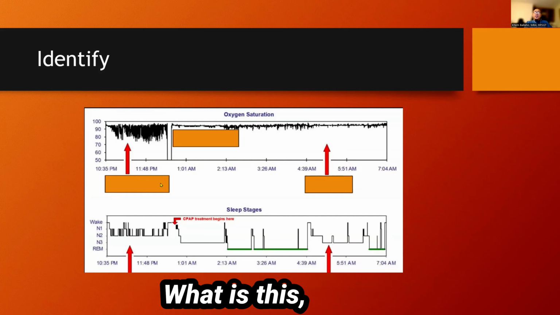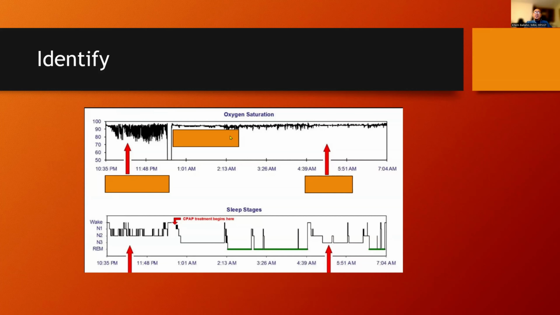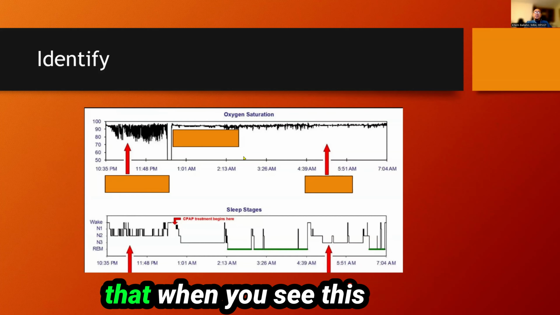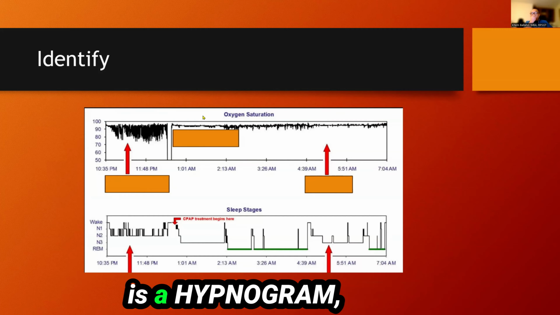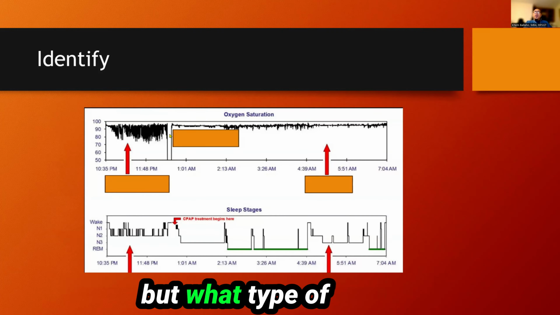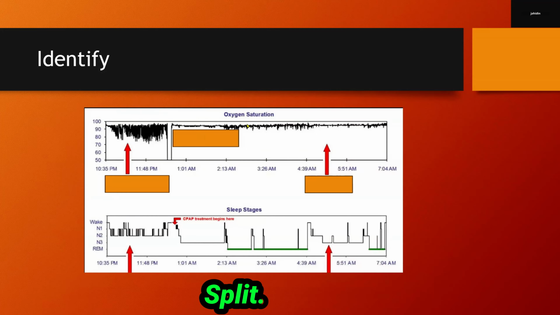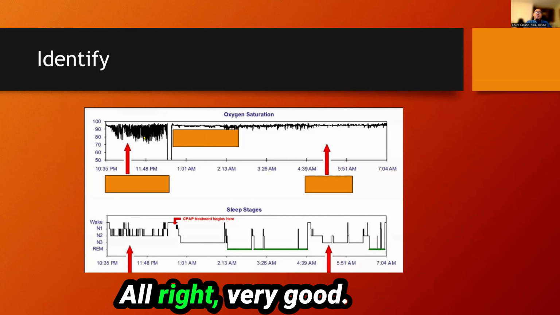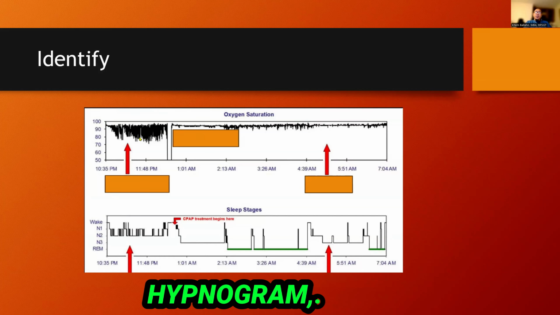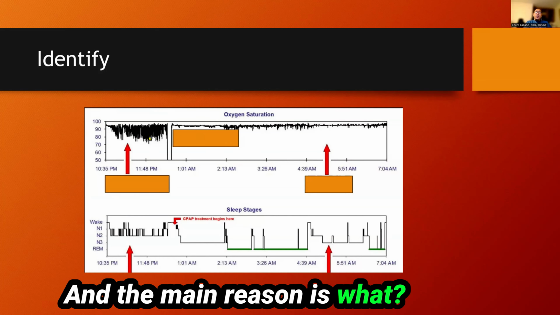What is this, first of all? You answered me earlier that when you see this, it is a hypnogram. But what type of hypnogram is this? Split. All right, very good. It's a split night hypnogram. And the main reason is what?